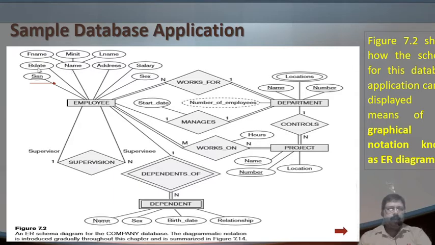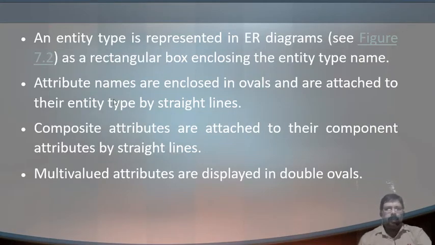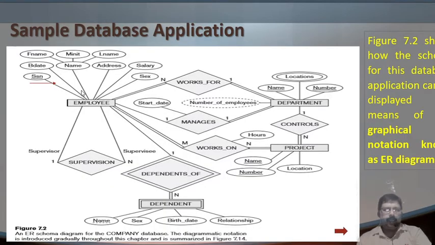You see name, bdate, and if you see this SSN here, it is underlined, correct? So this indicates it is a key attribute. The rectangular boxes are entity type names. Attribute names are enclosed in ovals and attached to their entity type by straight lines. Each attribute is attached to its entity with a straight line. So here employee name is an attribute of the entity employee.